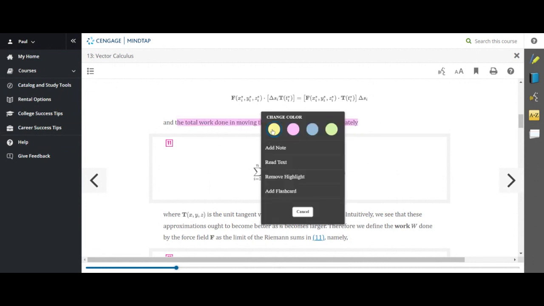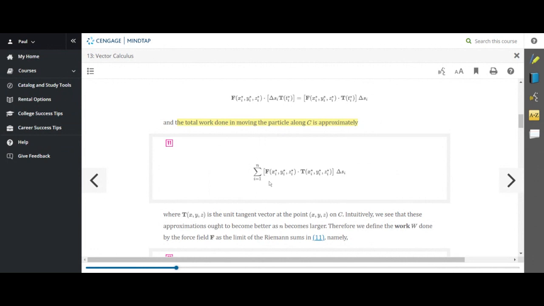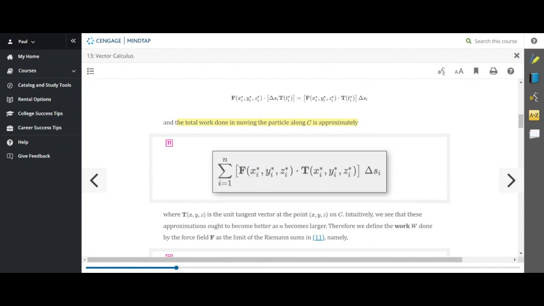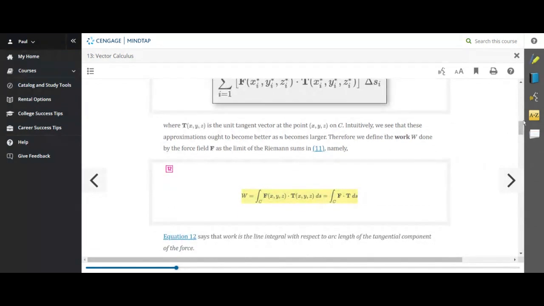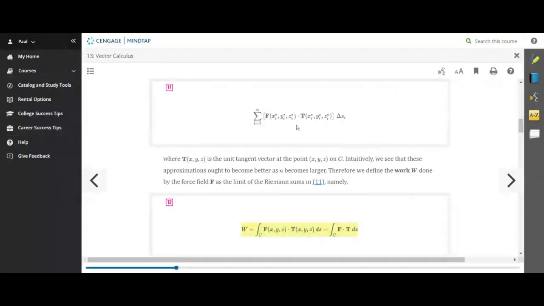Let's make it yellow. This Riemann sum would give you the total work done in moving the particle along that path C. But of course, it's an approximation. To get the exact work, you have to let n go to infinity. When you let n go to infinity, you're going to get, let me just highlight that.